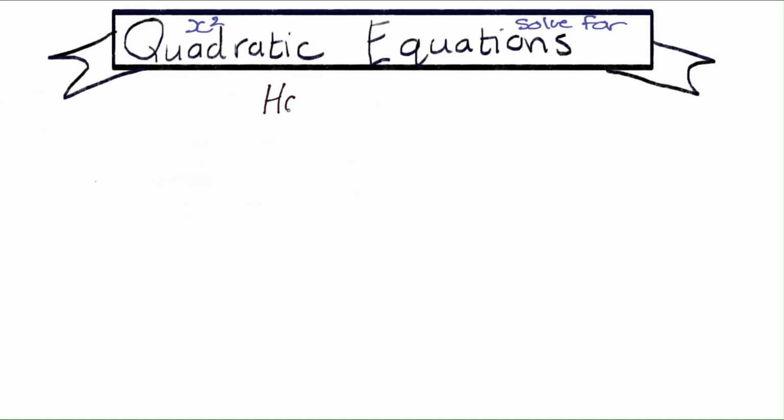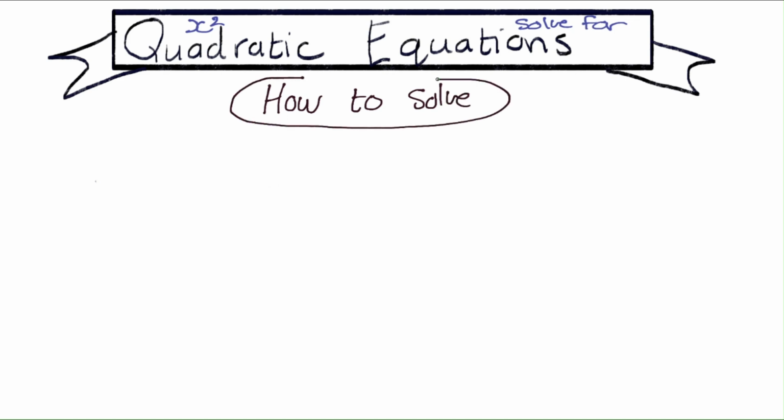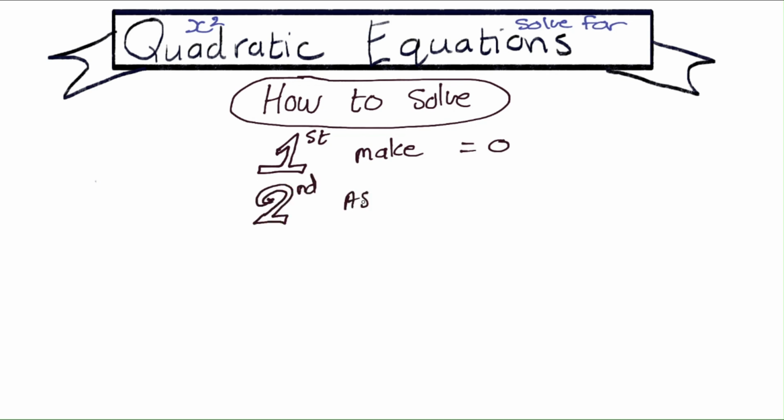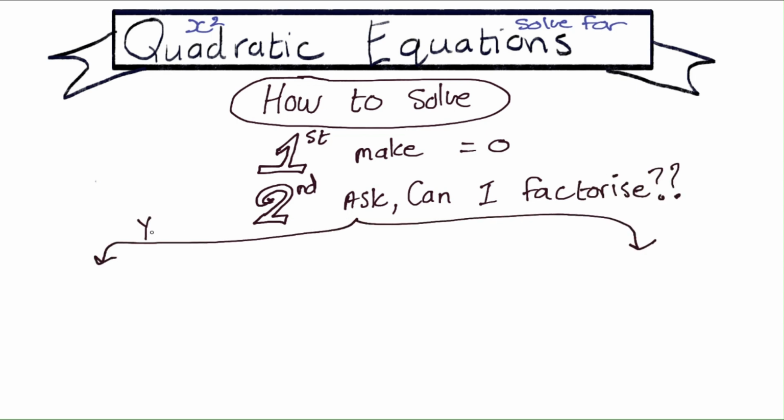So let's talk about how do you solve a quadratic equation. Well, it's going to feel different because you're used to solving linear equations where you take the x to the one side and the numbers to the other side. But the very first step for a quadratic is to make the equation equal to 0, and that is really, really important. So please remember that, to take everything to one side and make it equal to 0. The second step is to ask, can I factorize? And of course, that can either be yes or no.